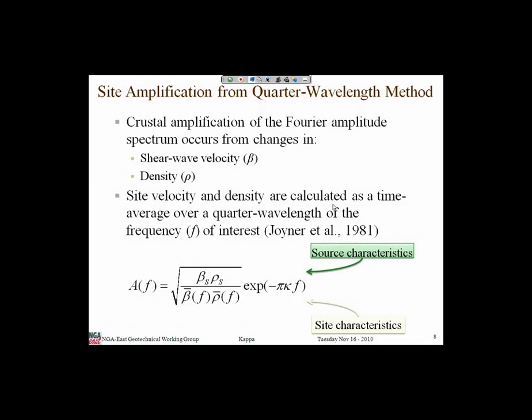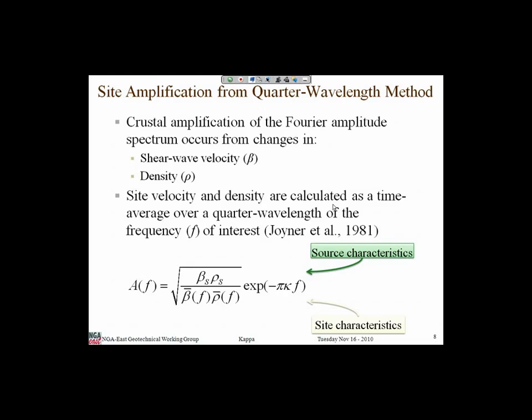So really, you get crustal amplification in the Fourier amplitude spectrum due to changes in shear wave velocity and density, based on the original definition of Joyner et al. in 1981, and then Dave Boore has followed on with this. This is the equation. So the amplification is this square root term. Now that's the A0, right, that I showed you earlier.